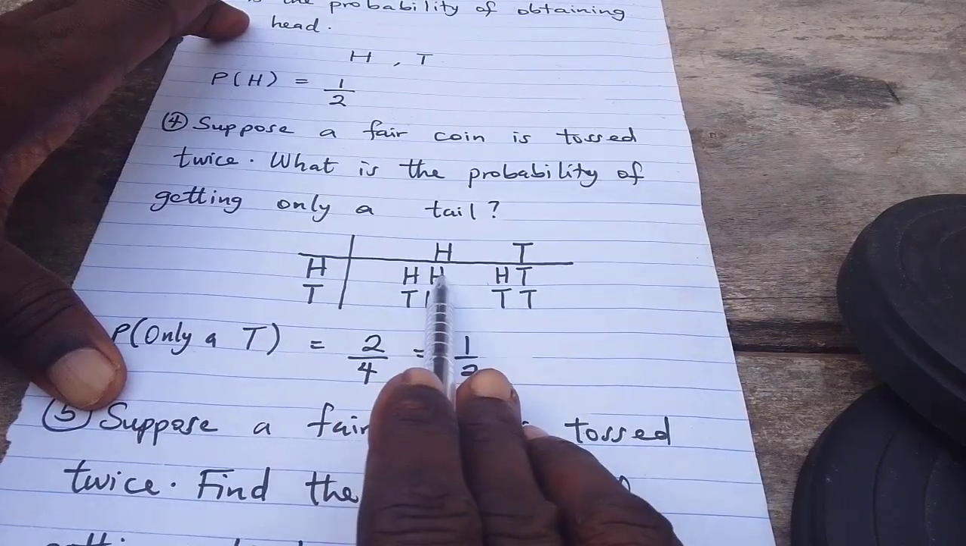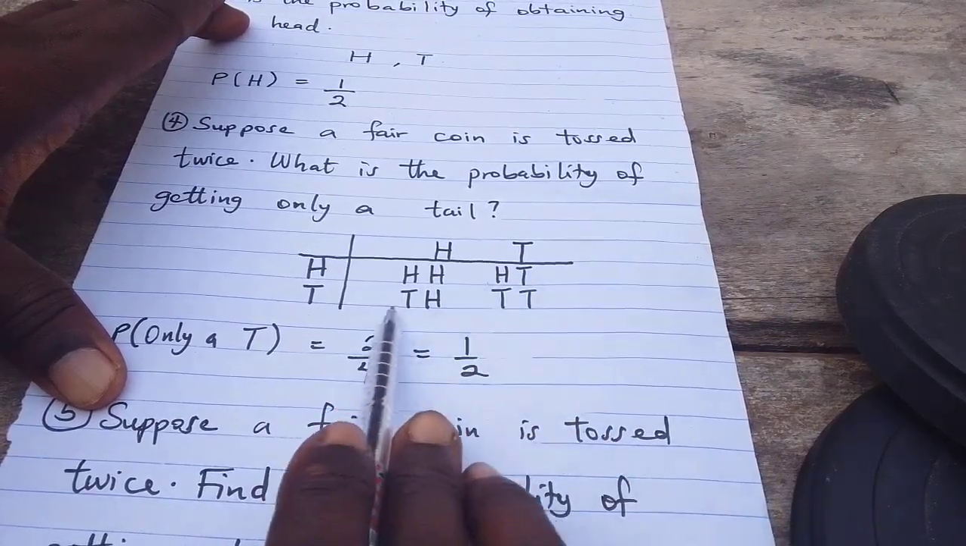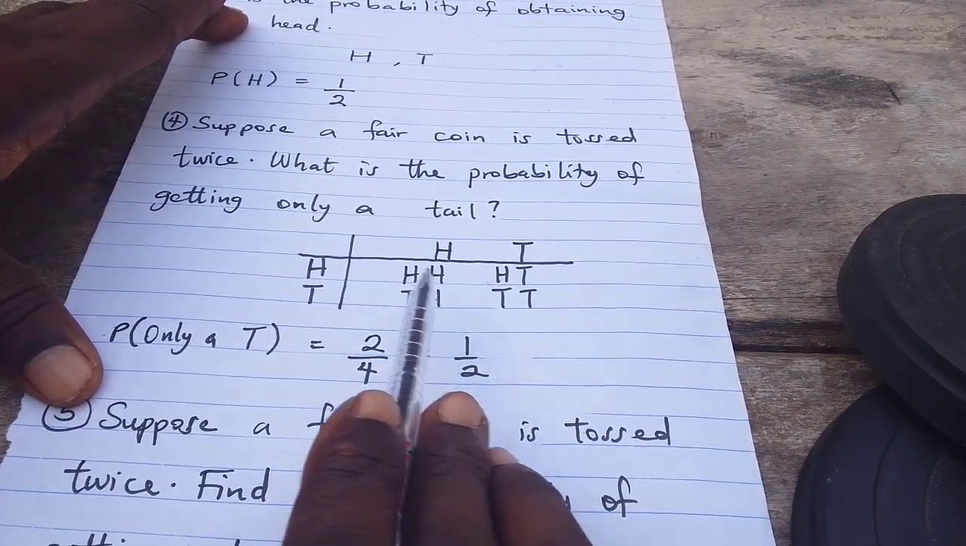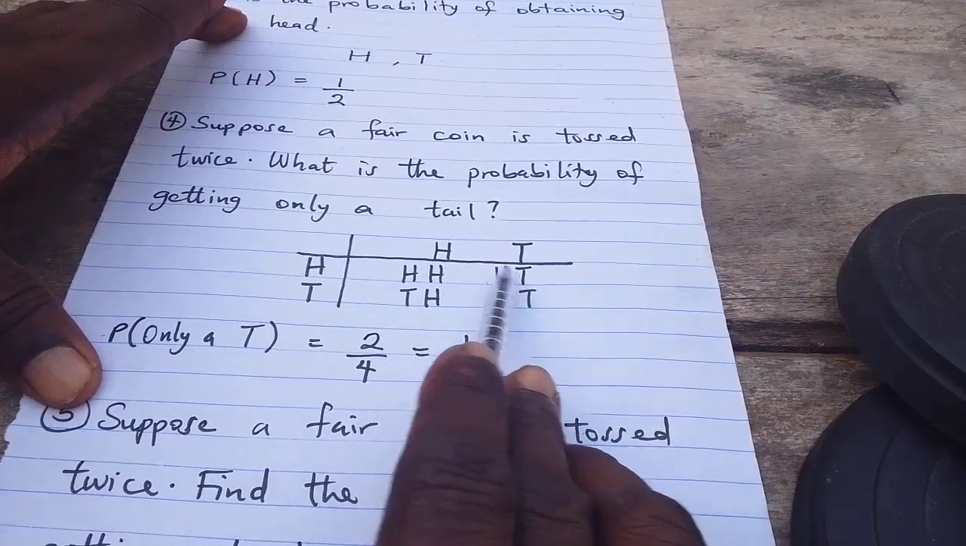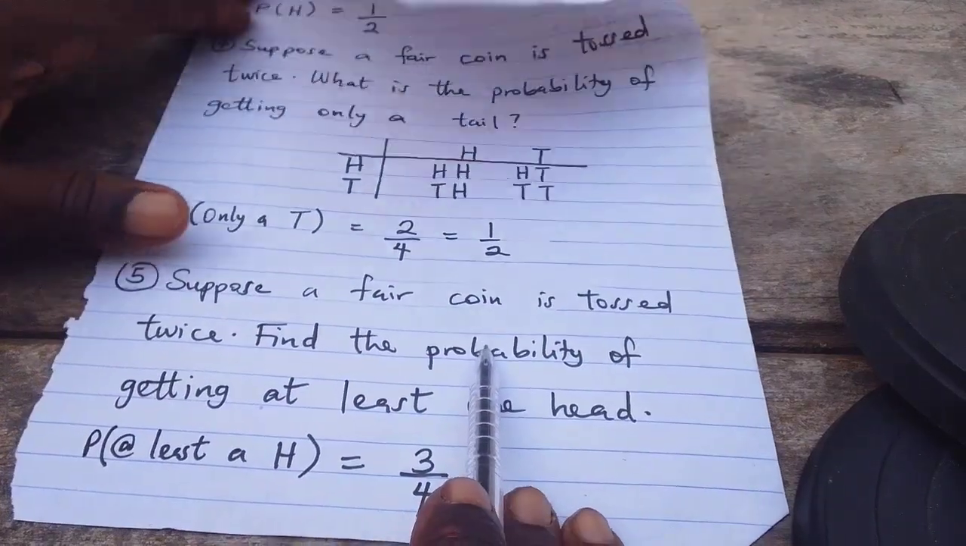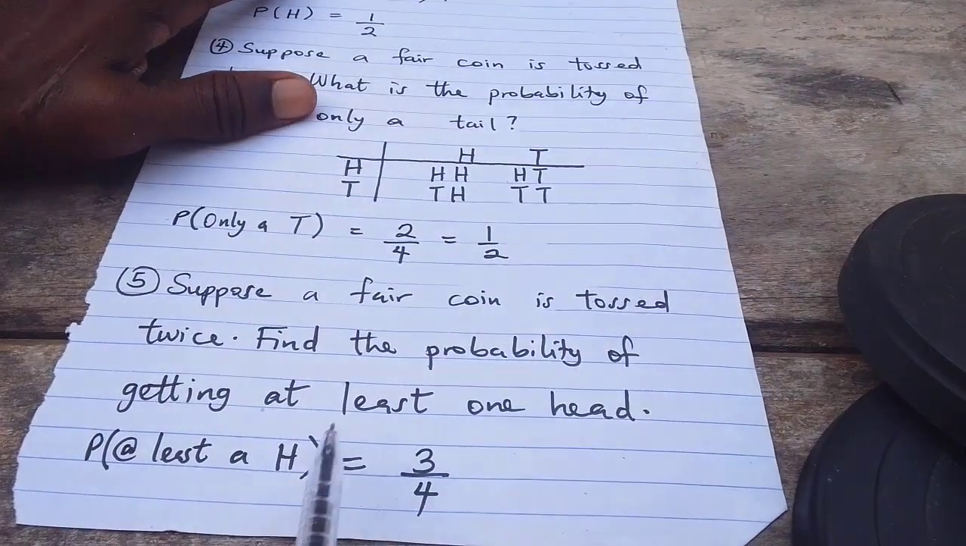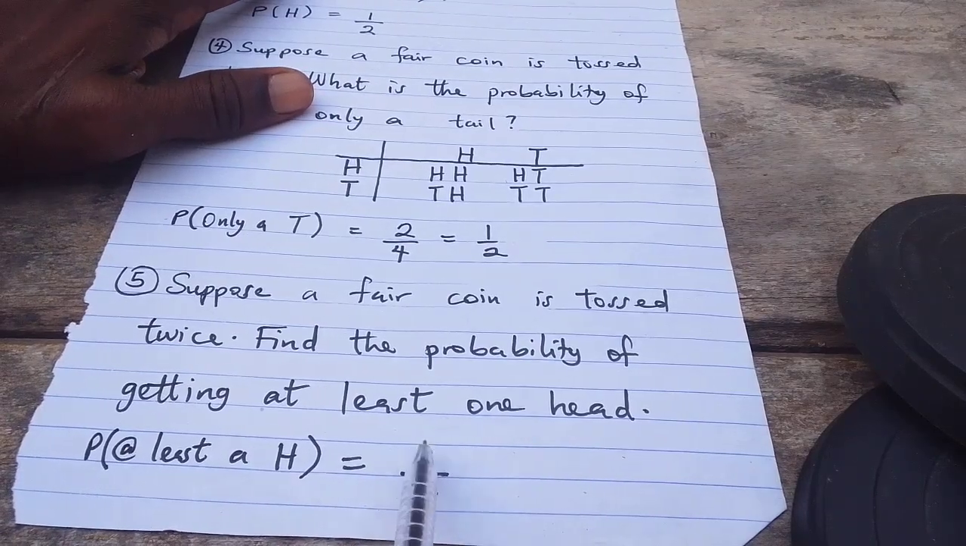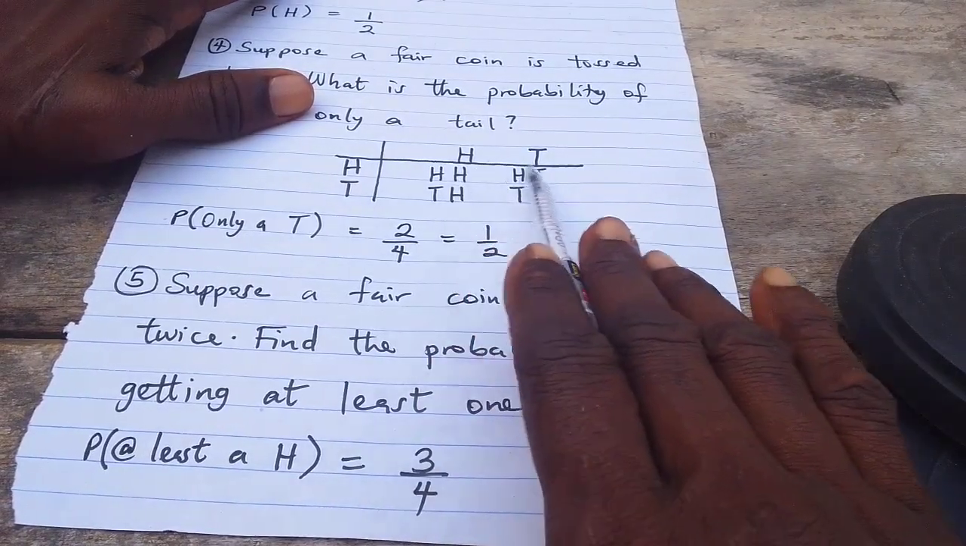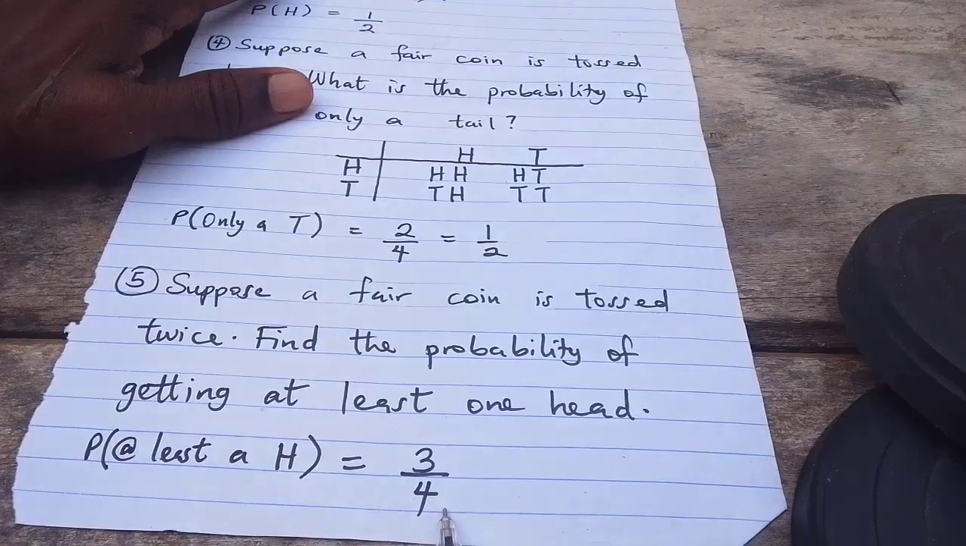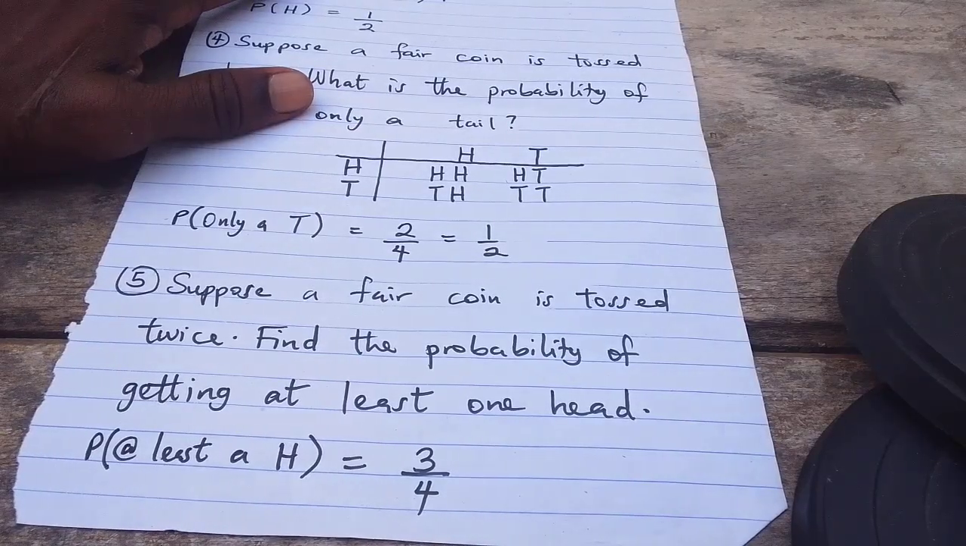So here you are having 2 heads. This is 1 head. This is 1 head. So the result of this will be what? 1, 2, 3. The probability of having at least 1 head will be 3 over the total number of outcomes, which is 1, 2, 3, 4, over 4. That will be 3 over 4.